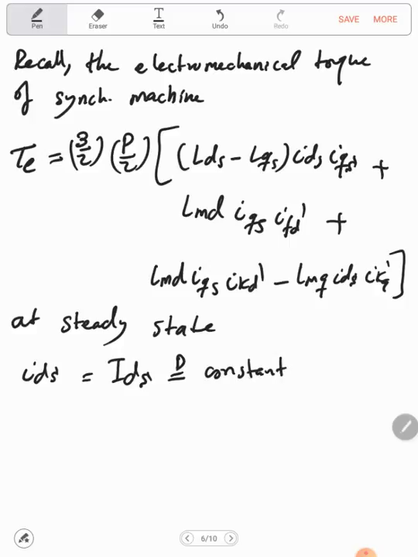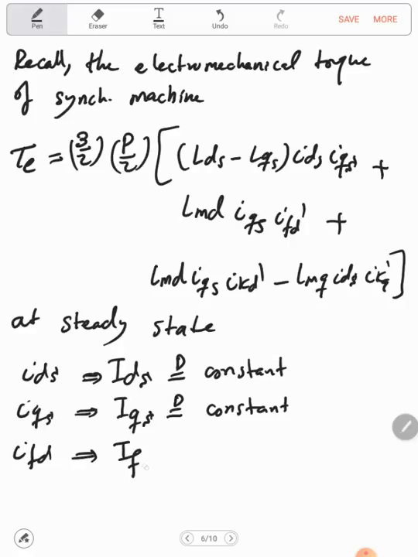Why? Simply because the reference frame is now rotating at a speed equal to omega e. So all the phasors in the QD reference frame are constant quantities. The same applies for IQS, which is substituted by IQS capital, and this is also constant. The IFD is also constant, IF capital, and we know that omega R is now equal to omega E, and this is also constant.